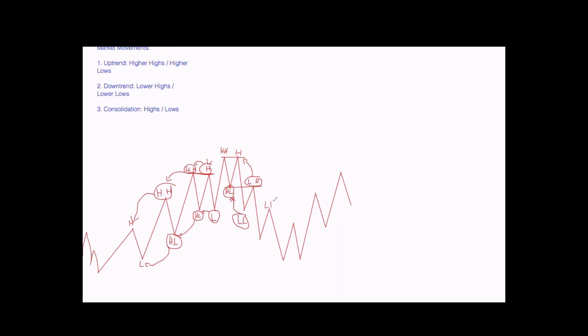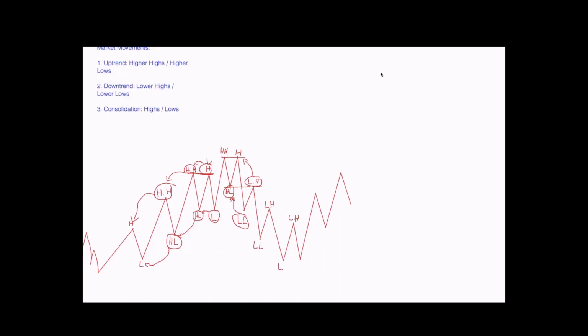This is a lower high. This is a lower low, right? This is a lower low. This is a lower high. Why? Because our high is lower than our previous high. And our current low is lower than our previous low, making it a lower low. So it's as simple as that. Simple concepts, simple concepts. Right?